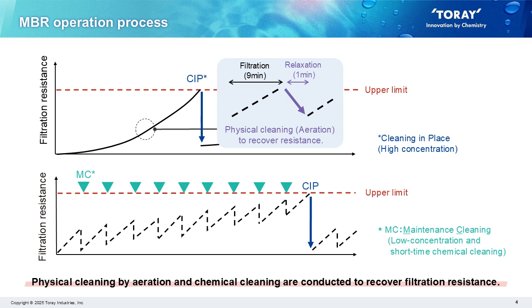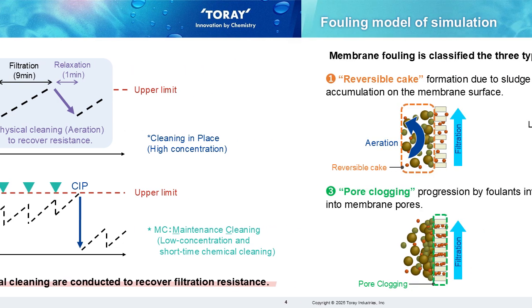CIP is high concentration chemical cleaning. In some cases, maintenance cleaning occurs to recover filtration resistance. Maintenance cleaning is low concentration and short-time chemical cleaning, compared with CIP. As you can see, physical cleaning by aeration and chemical cleaning are both conducted to recover filtration resistance.